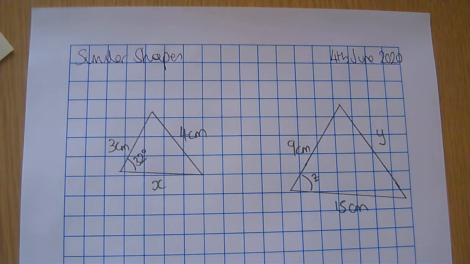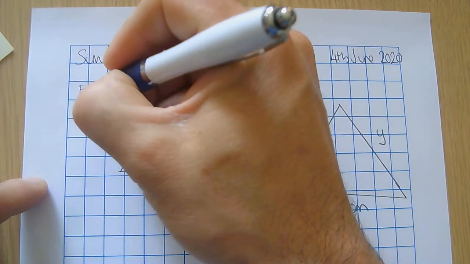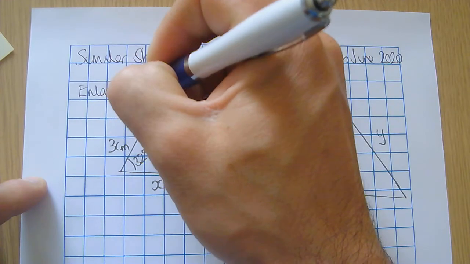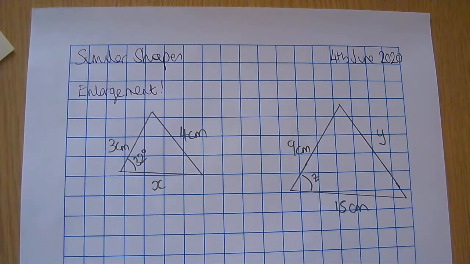we're going to move on from congruent shapes after yesterday's worksheet, which was quite difficult, onto similar shapes. Now remember, similar shapes is just an enlargement. So a similar shape is where one is just an enlargement of the other. Now for enlargements there's some really important things.